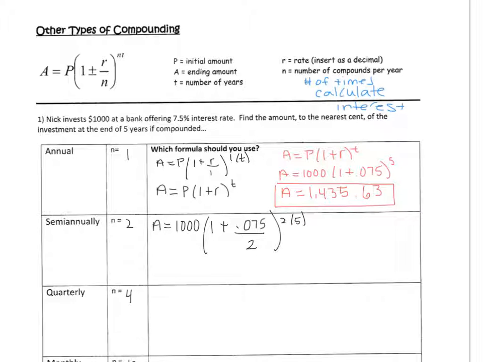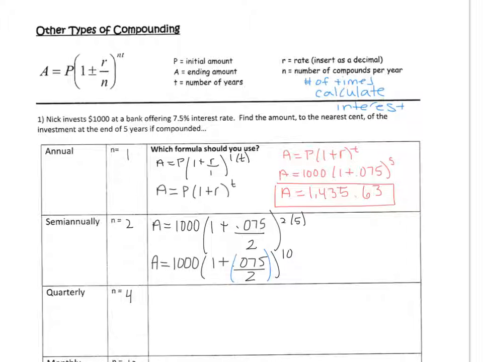So 2 times 5. Now we want to be very careful about how we put this into the calculator. You have to simplify this first before you can do anything. So we're going to write A equals 1,000(1 + 0.075/2)^10. Now you can go ahead and type this into the calculator just the way you see it, and don't forget to put an extra set of parentheses around that piece in there. Alright, hit resume when you're ready.